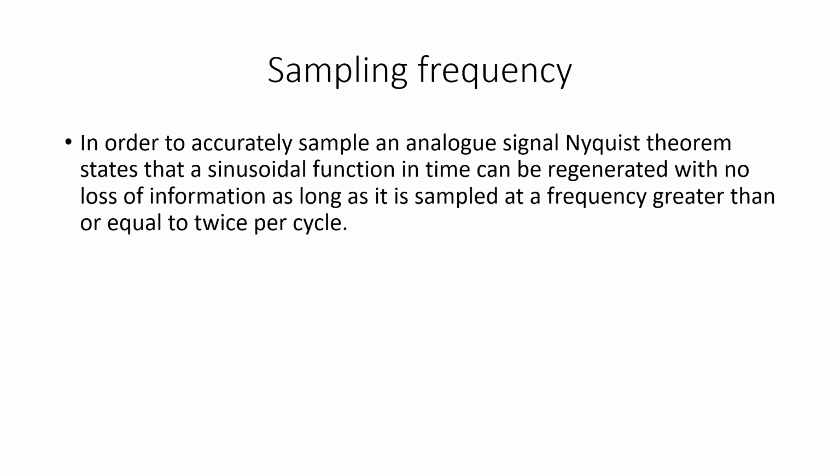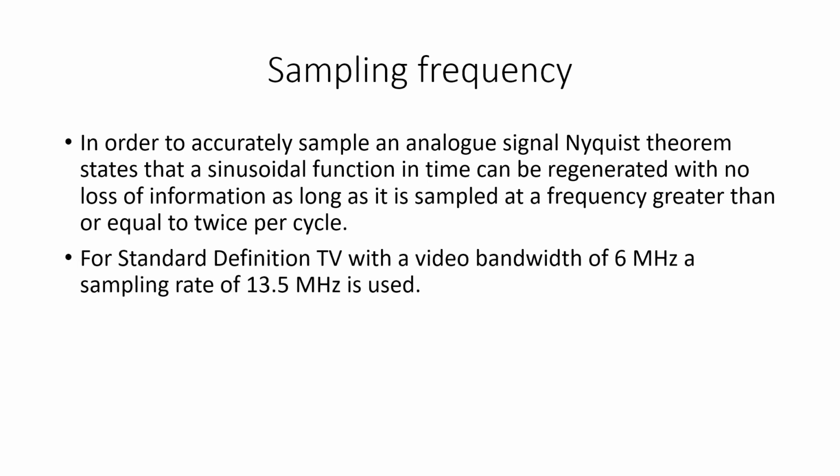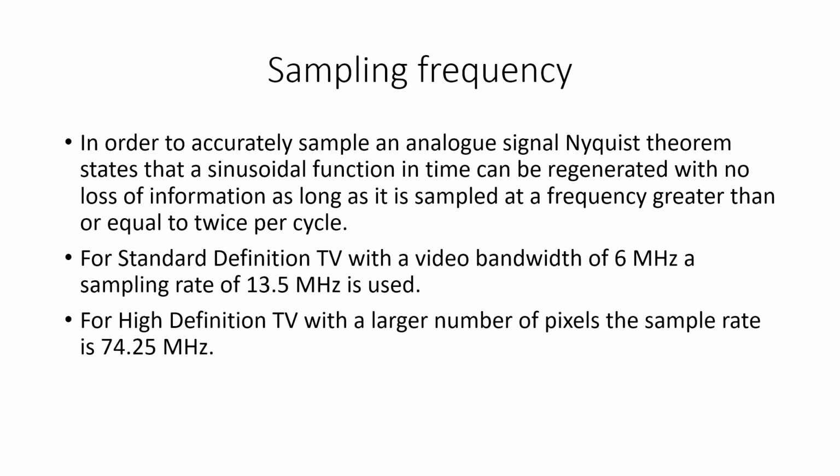In order to accurately sample an analog signal, Nyquist's theorem states that a sinusoidal function in time can be regenerated with no loss of information as long as it is sampled at a frequency greater than or equal to twice per cycle. For standard definition television with a video bandwidth of 6 MHz, a sampling rate of 13.5 MHz is used. For high definition television with a larger number of pixels, the sample rate is 74.25 MHz.